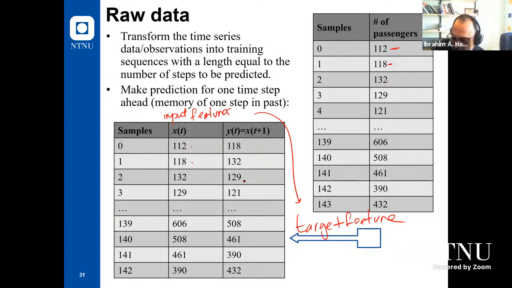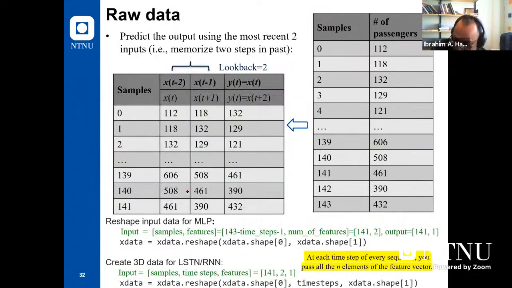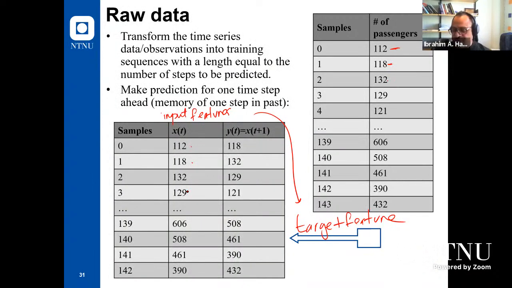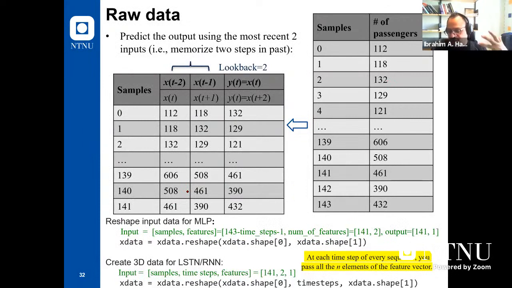So now I will use xt for predicting xt plus 1, for example, right? So this is the number of features and the number of time steps. The number of features is 1, and in this case, the number of time steps will also be 1, right? But also, if you want to have a window of values, so for example, I want to use the most recent 2 values for predicting 2 future values.